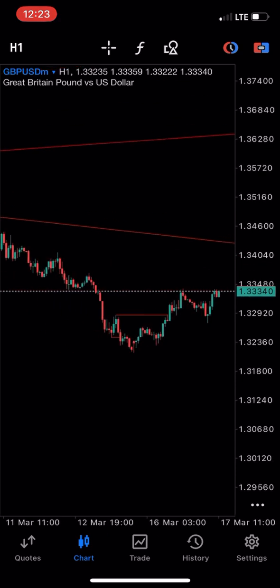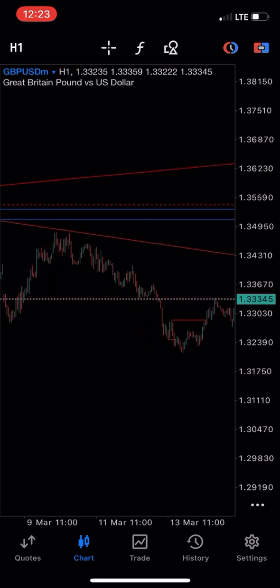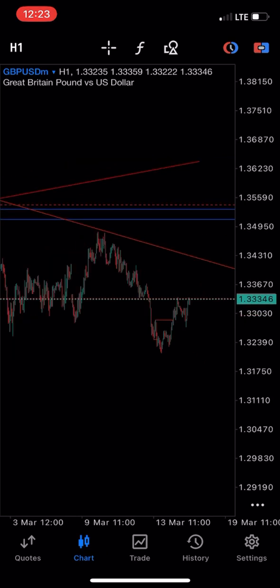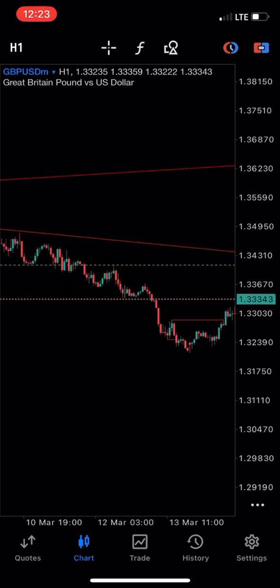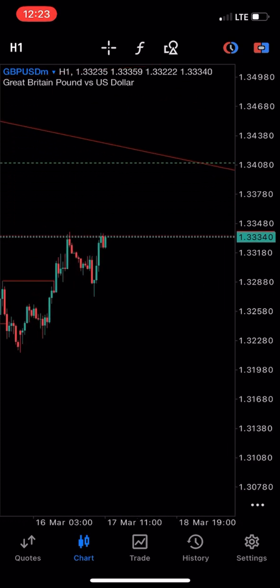Wait for a pullback, then take the buy. I didn't take this buy from that pin down there, because it didn't give me my kind of entry. If you want to know what my kind of entry is, it is still on the Forex course, Beginner to Pro complete guide, right?